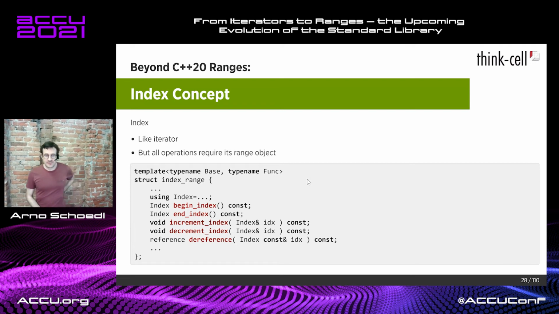Now, what we are using is the index concept. It's kind of like an iterator, but the operations that an iterator can usually carry out by itself, like an increment or dereference, it can only do together with its range. So you always need to supply the range and the index. And then we'll see that this actually improves matters quite a bit. The natural place to implement these operations would be as member functions in the range. You have a member function in the range, and you pass it an index and say, please increment that index for me.